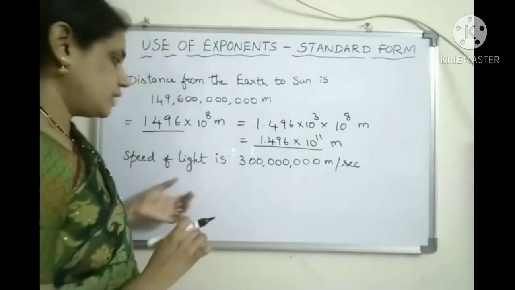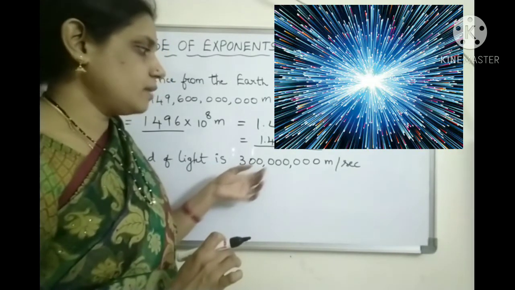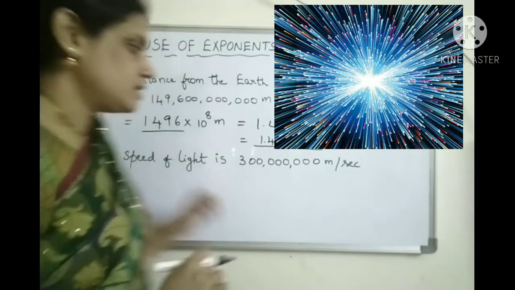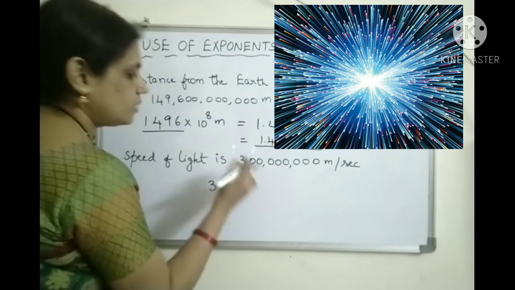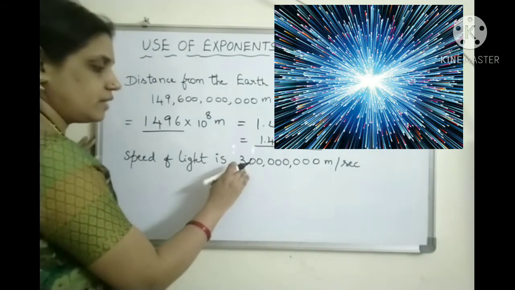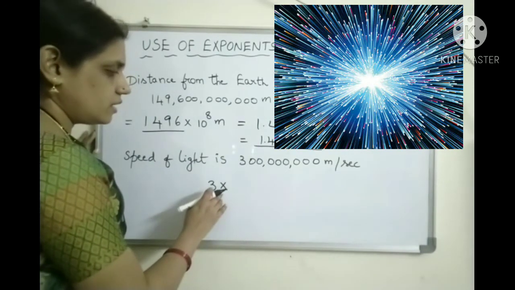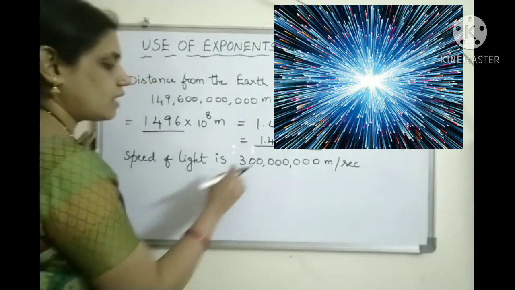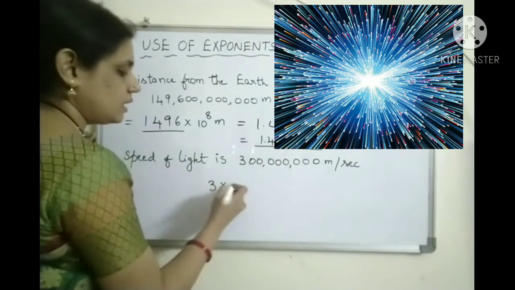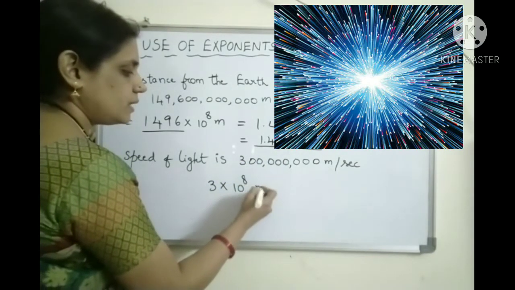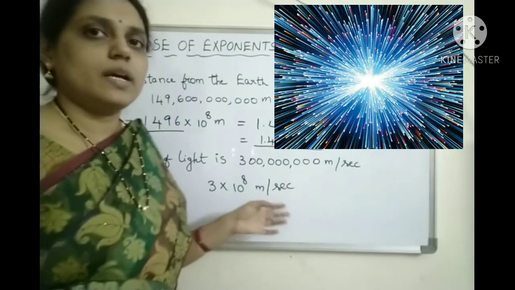Here is one more example. The speed of light is 300 million meters per second. Here also we can use the standard form concept, that is 3 into... After one digit we have to keep the decimal, but 3.0 we need not write, right? That's why we can just write 3 into... How many zeros are there? After 3, how many places are there? How many digits are there? We have to see. That is a total of 8. So 3 into 10 power 8 meters per second. That is the easy method to write any large number in standard form.